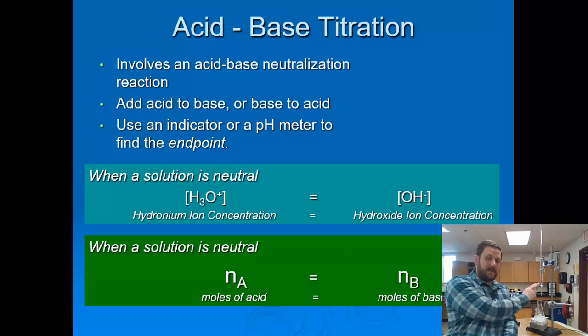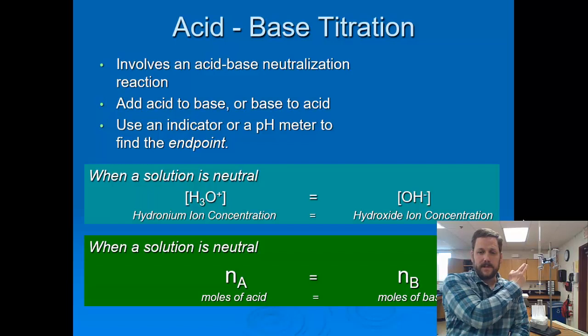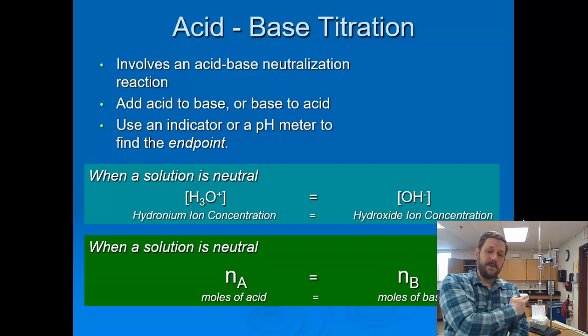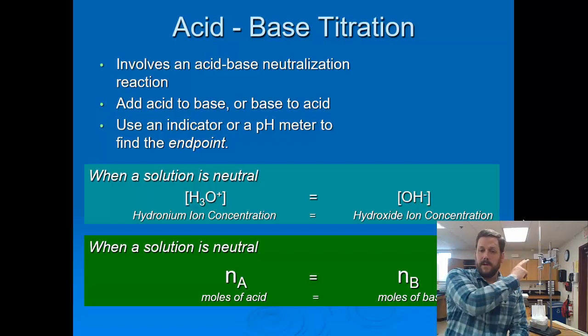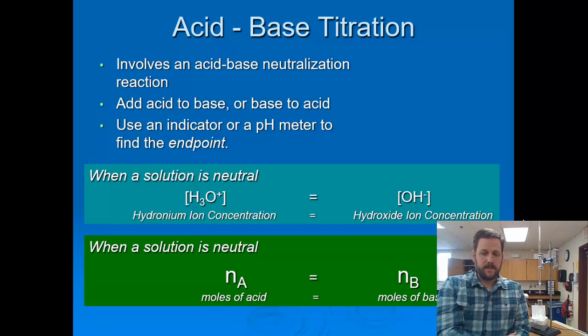I'm going to keep adding base until I've neutralized the acid. If I know how many moles of base were used to neutralize the acid, then I know how many moles of acid must have been present. And we can calculate the number of moles of base used because we know the molarity of the base and we know the volume of the base that was used to reach the endpoint. Remember the formula n equals MV. The number of moles can be calculated if molarity and volume are known.